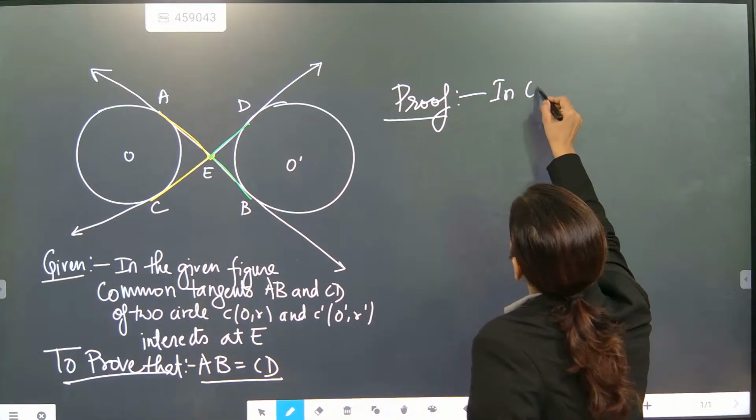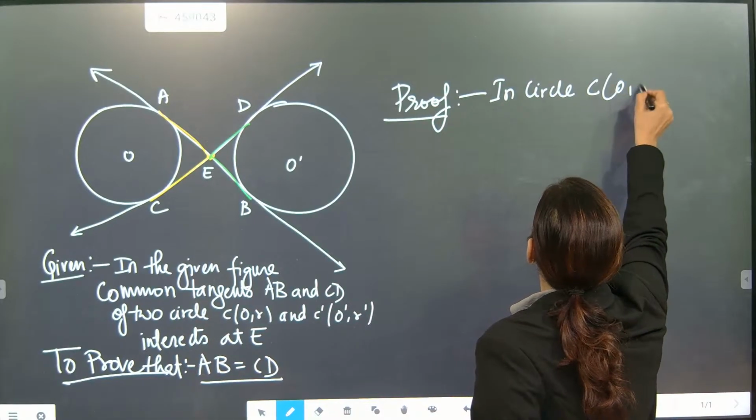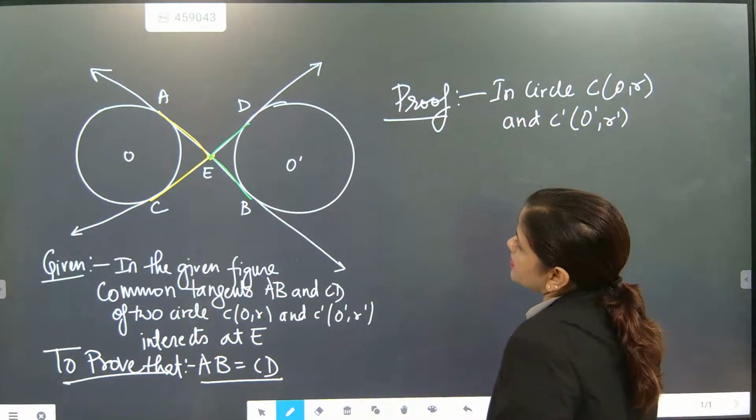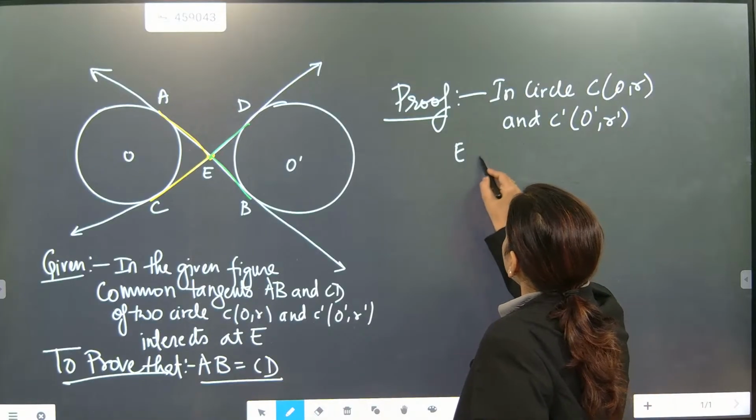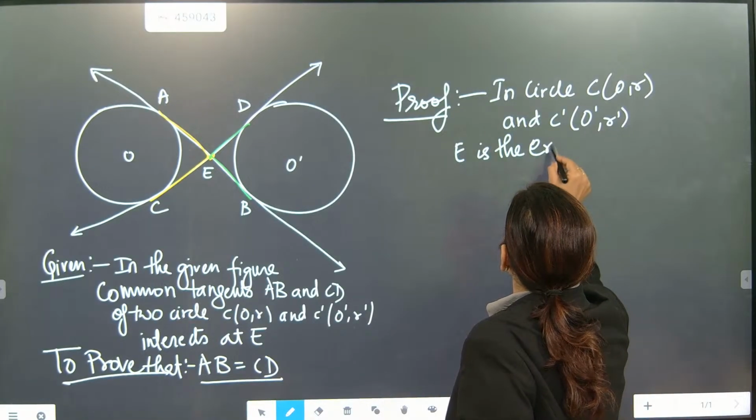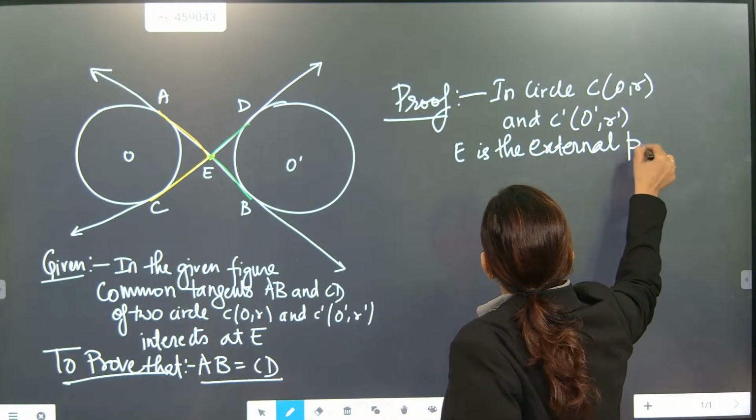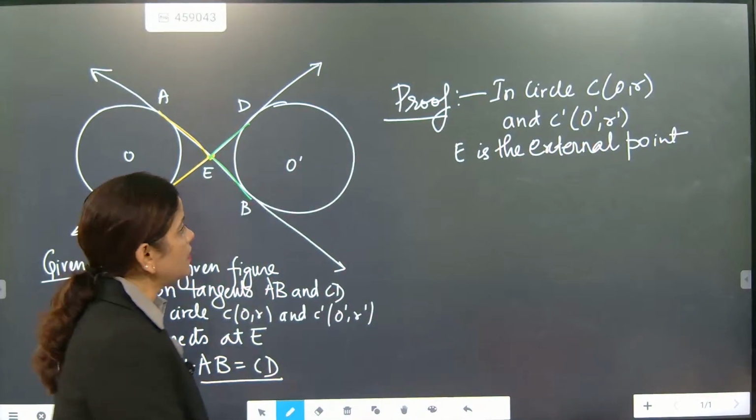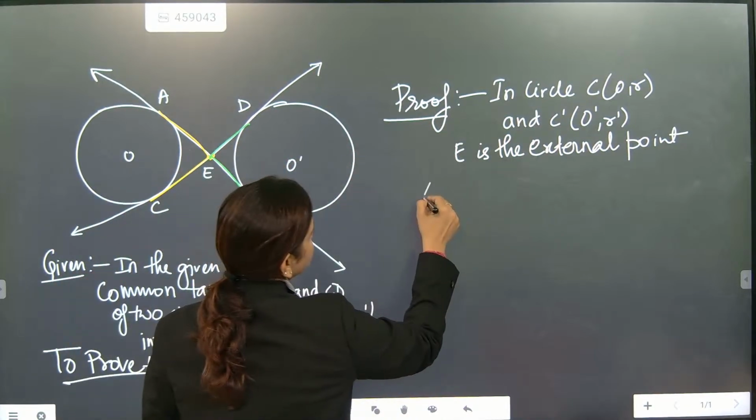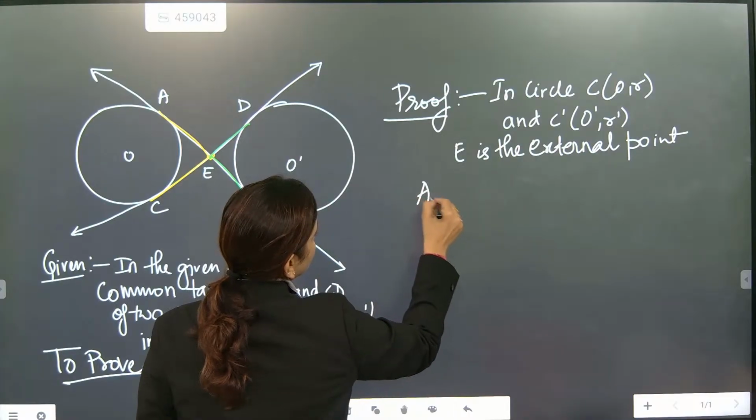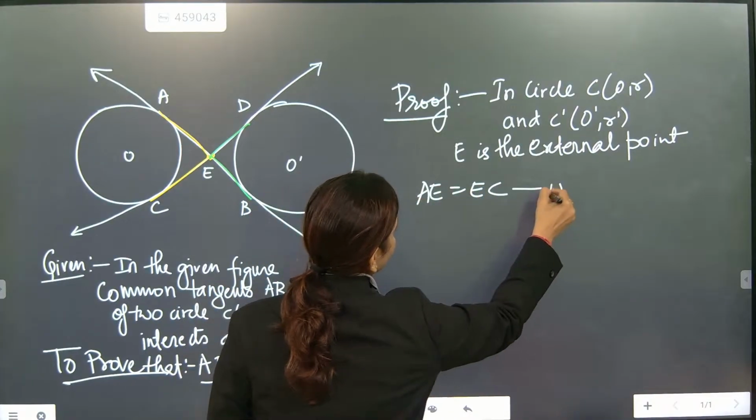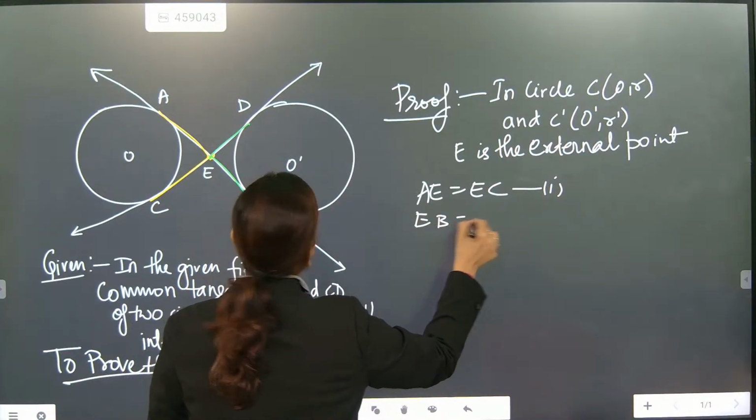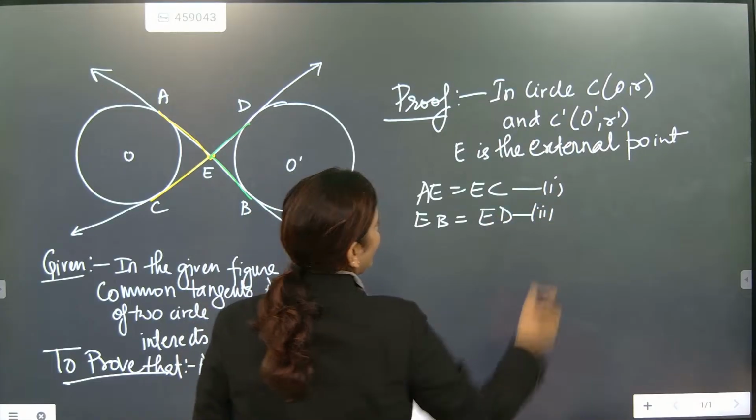So in circle C with center O and radius R, and C dash with center O dash and radius R dash, E is the external point. Last I'm telling you. Now, if E is the external point, then what will happen? So AE will be equal to EC. This part will be taken as equation 1. And AE I want to add with EB, so EB is equal to EB. This is equation 2. And what theorem are we going to write?